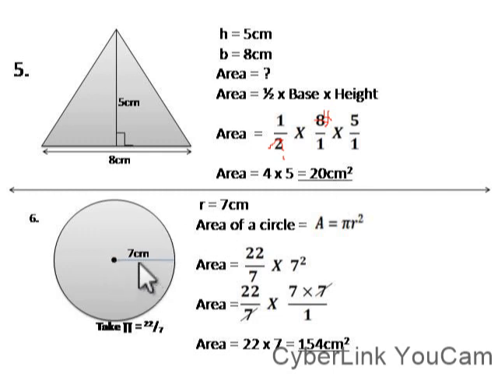Then for the circle, 7 centimeter is given to us as the radius of this circle, because the line from the center of the circle to any part of the circumference is called the radius. So the area of a circle is given as pi r squared. That is the formula. Pi is 22 over 7 times the radius, which is 7, and it's squared because the radius is squared as well. Then we have 22 over 7 times 7 squared, which means 7 times 7. 7 cancels 7. We are left with 22 times 7, and 22 times 7 will give us 154 centimeter square as the answer.